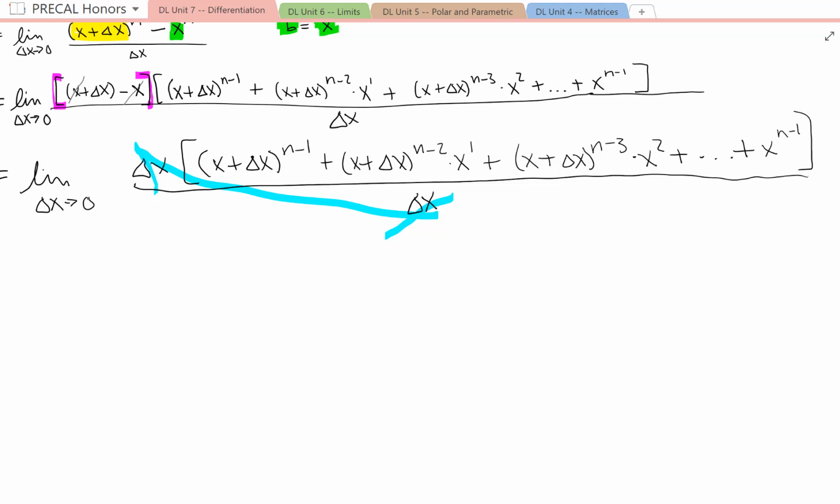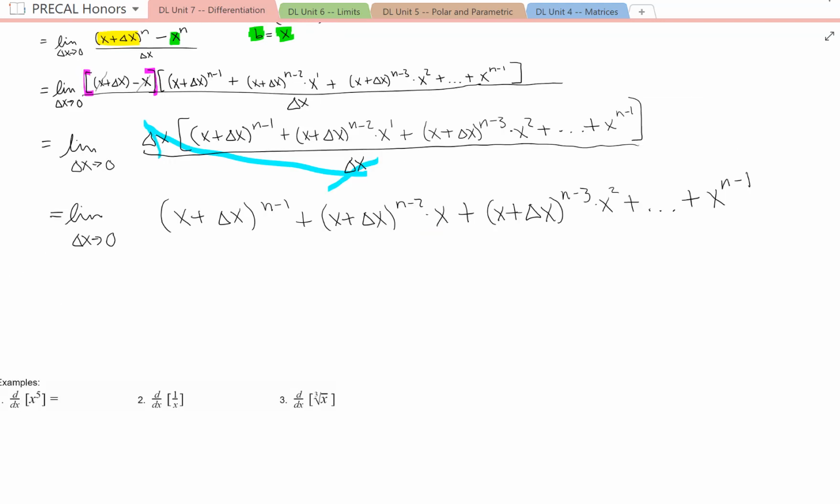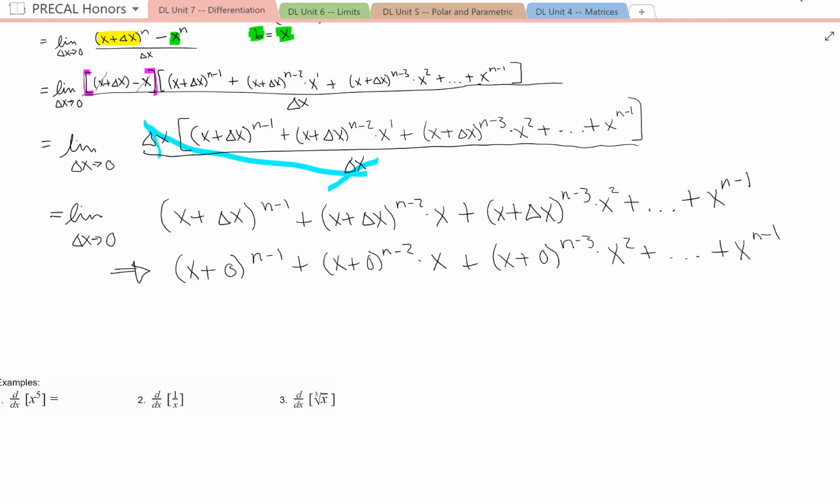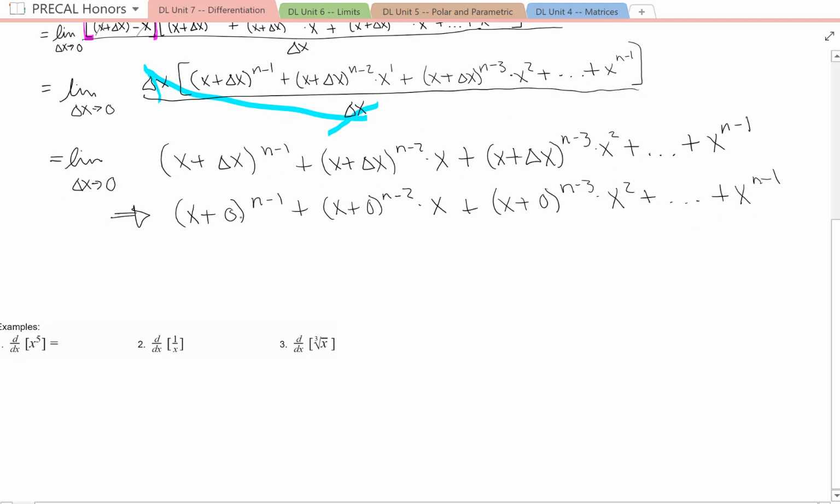We are left with the limit of no longer a rational expression. At this point, we can direct substitute. So anytime you see delta x, we're going to plug in 0. Obviously, adding 0 to x does not change it, so we can simply take out all the zeros now. So instead of x plus 0 to the n minus 1, we'll just have x to the n minus 1, and then x to the n minus 2 times x.